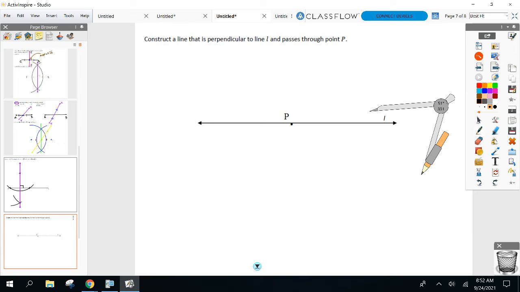Can you do the same thing where you put your compass on the point and then draw the arc on one side? It's going to be the same construction we just did. But now you get a choice. You can go above or you can go below the line. It doesn't matter, right? You want it to intersect twice. So you can make one above the line, or you can make one below the line. Doesn't matter. Just make sure it intersects twice, please.